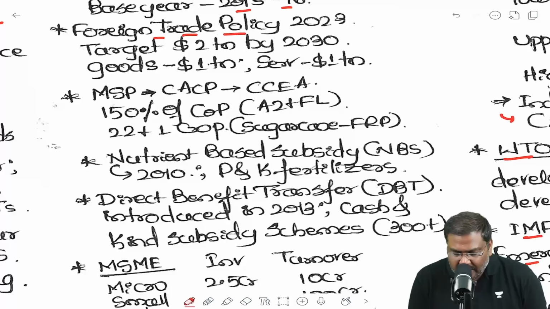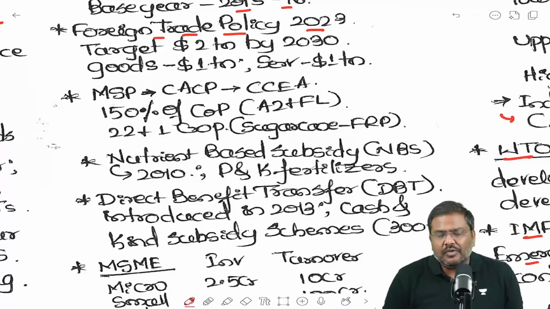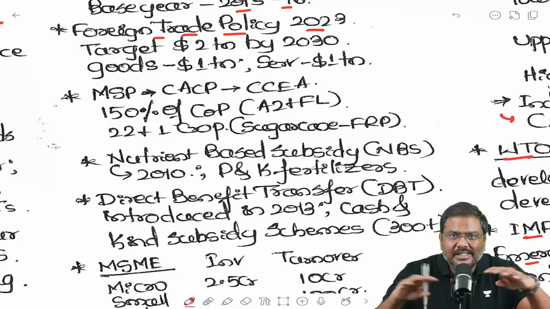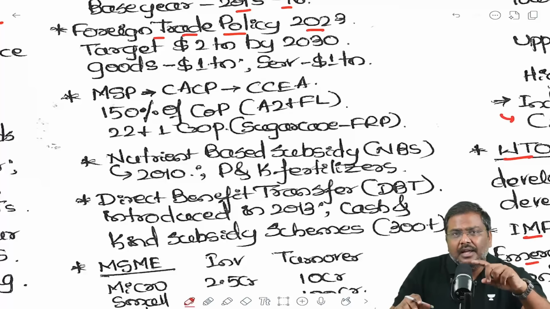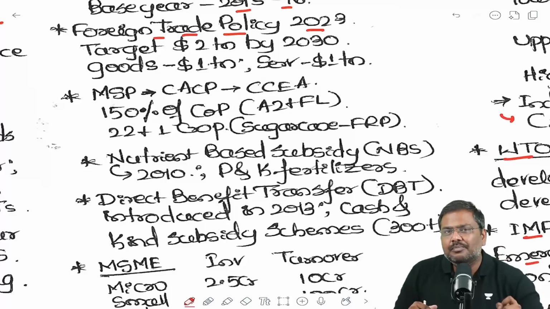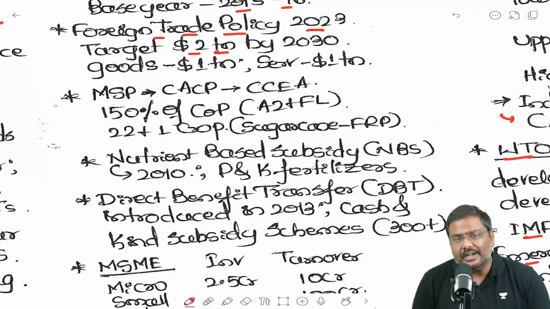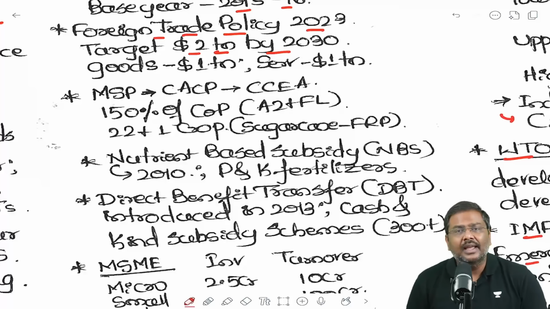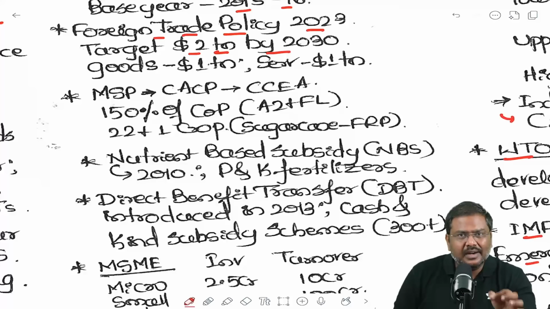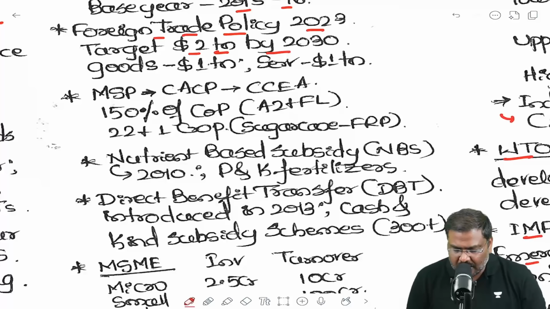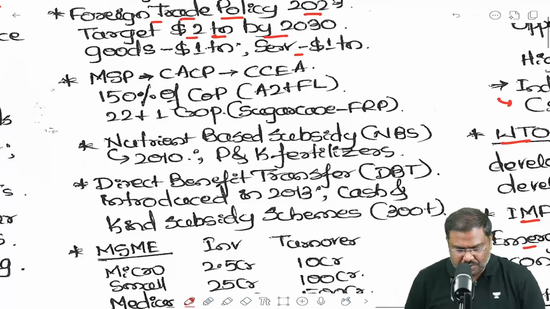Now, regarding the foreign trade policy, this has come into force from 2023. There is no sunset date, no expiry date, because earlier the foreign trade policy was announced for every 5 years. The target under this is $2 trillion worth of trade by 2030. Out of this, the merchandise trade target is 1 trillion, and services trade is 1 trillion, that is exports.